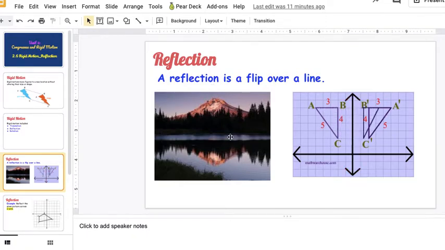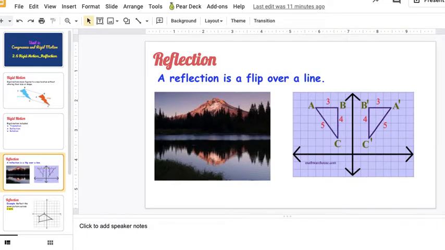So here the keyword is flip. As you can see, this is one of my favorite views. It's called Mirror Lake. The reason is, as you can see, the whole mountain is reflected over the lake. You can see the picture on the bottom, and in geometry, you can see another example. This is an example where we reflect triangle ABC over the y-axis, the vertical line.